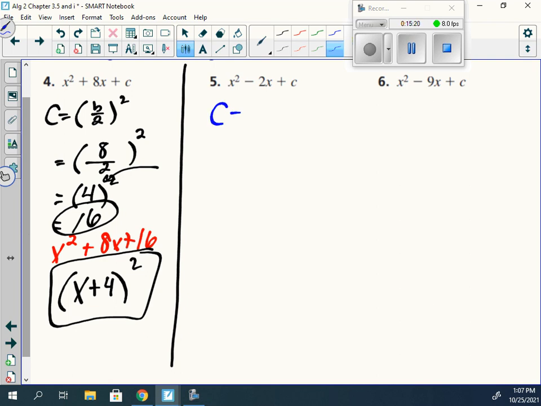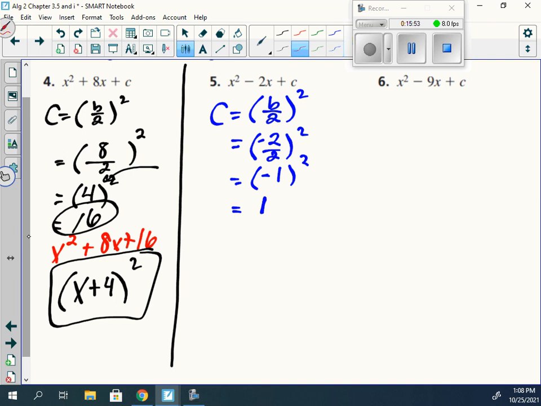Let's look at the next one. c is equal to b divided by 2 squared. For problem number 2, what is the value of b? Negative 2. Well, negative 2 divided by 2 is negative 1. And what is negative 1 squared? Just 1, because negative 1 times negative 1 would be positive 1.